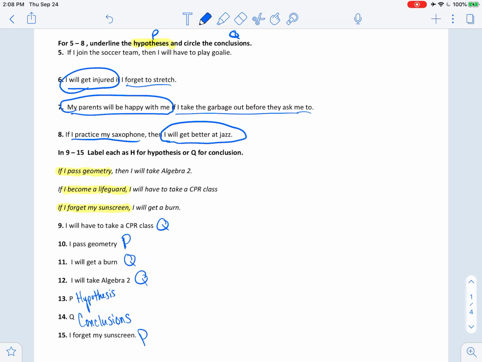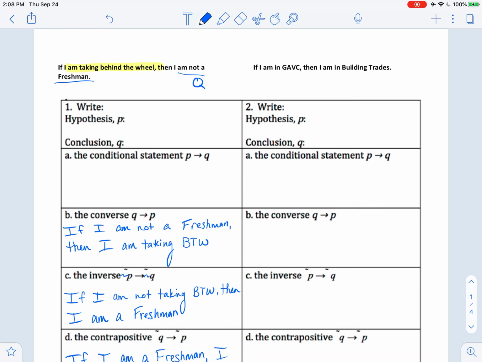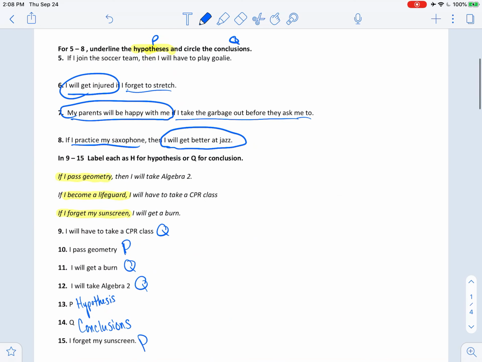So you got to be able to label your hypotheses and conclusions, and especially when you're looking at your conditional statements, or if I ask you to write a converse or an inverse or contrapositive, it's very helpful if you're able to label those first and then start switching around the order. So that will be very helpful to you as you take your quiz.